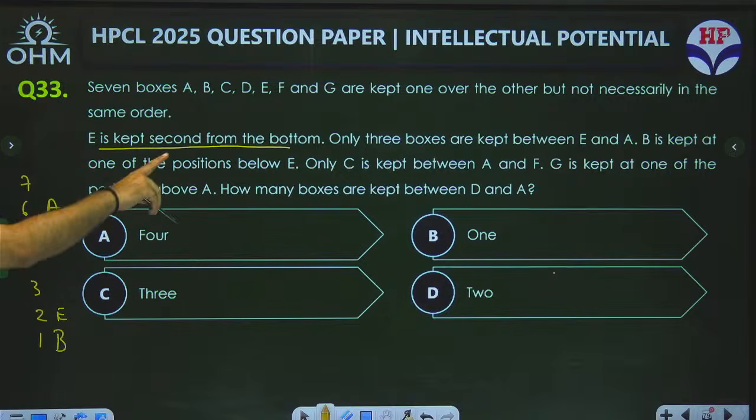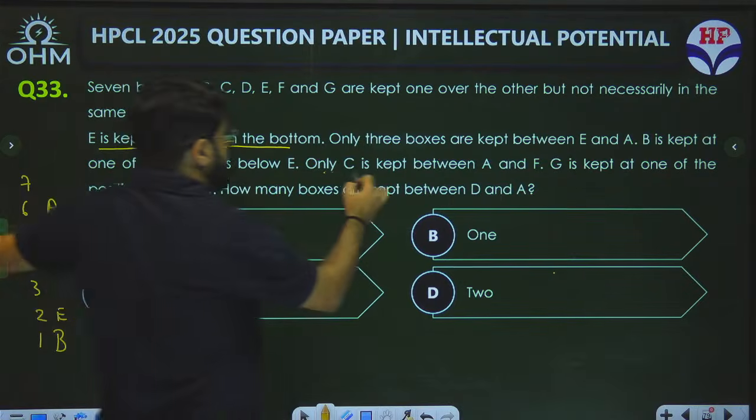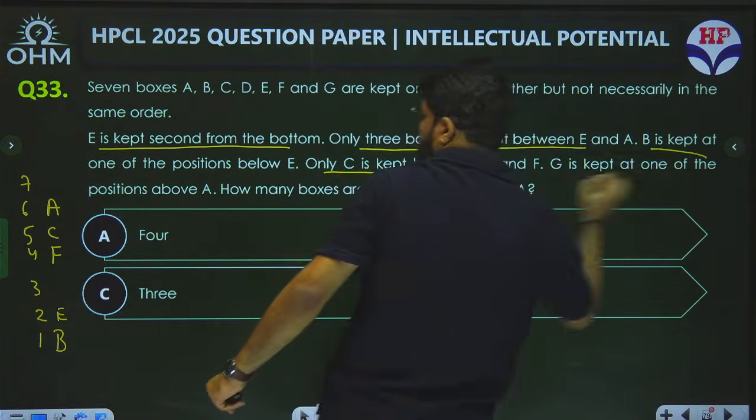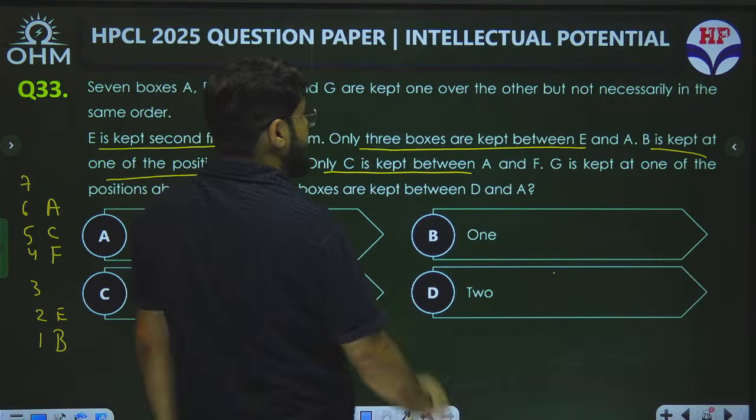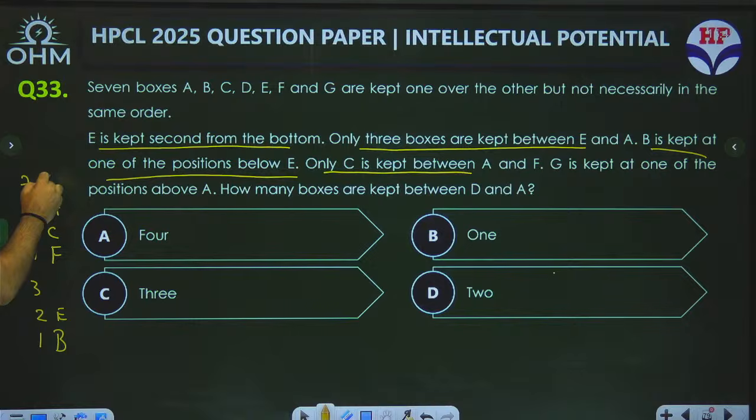Then only C is between A and F, so it cannot go here. So C is between A and F, with A and F alternating and C in between. So this was also used. What is the next statement? G is kept at one of the positions above A, so only one position was left. That is also done.